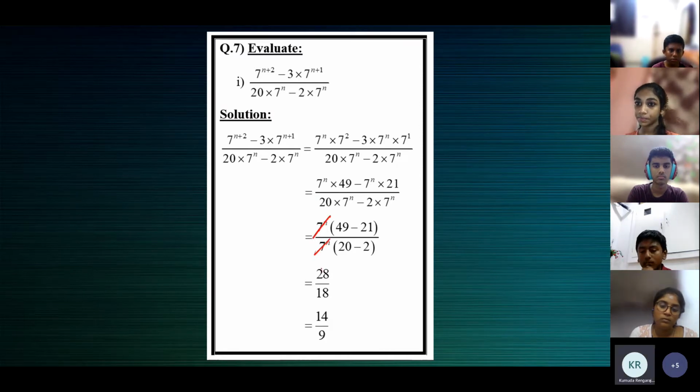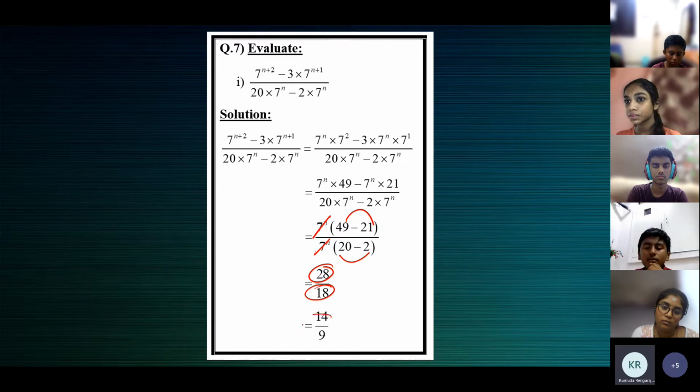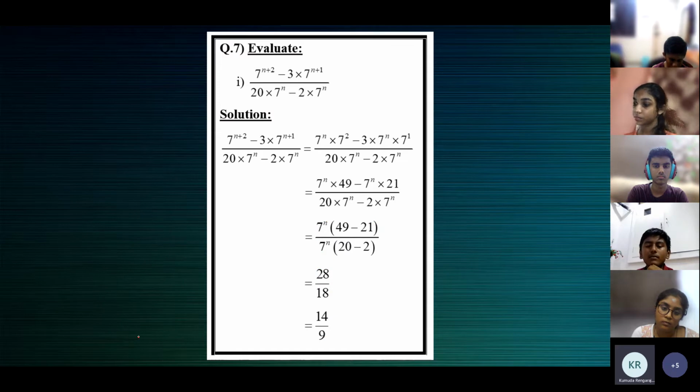So 7 power n gets cancelled. 49 minus 21 is 28. This is 20 minus 2, which is 18. On simplifying, you get 14 by 9. On reducing, using the tables of 2, you get 14 by 9. So very simple, just writing the earlier step.